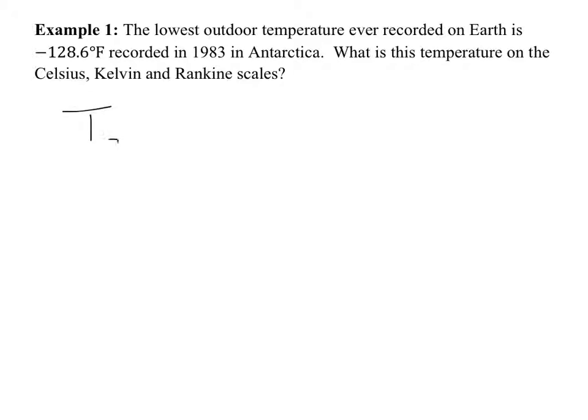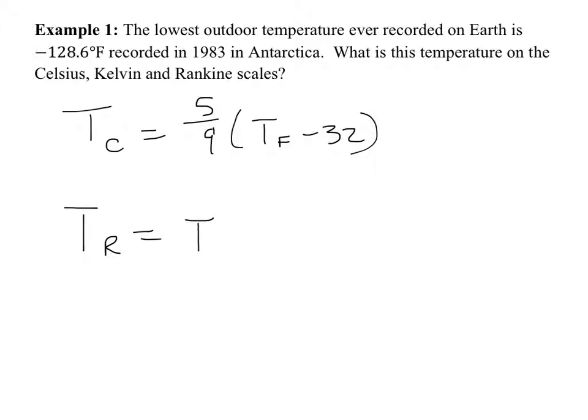So I could start with this formula if I want to. That's one option to go with. Or I could start with this. Either way, all I have to do is literally plug in a number. This is the easiest math you will really ever do in this class. Plug in the negative 128.6, here and here. Come up with your Celsius and Rankine temperatures. Celsius is negative 89. And your Rankine is 331.4.